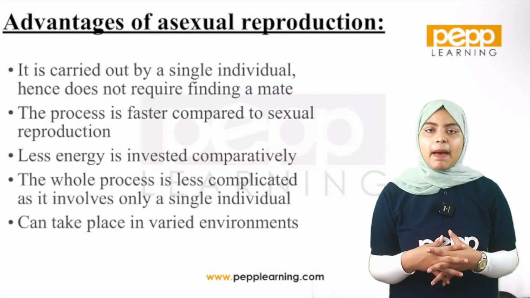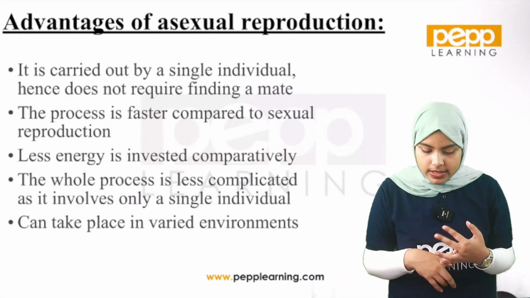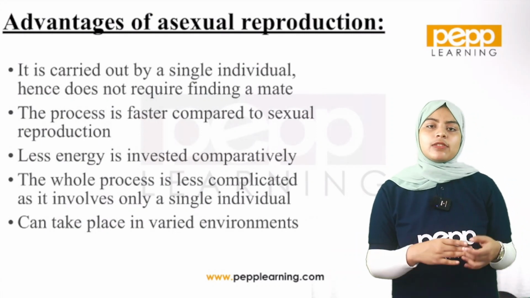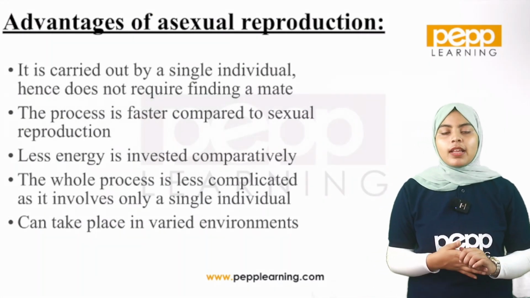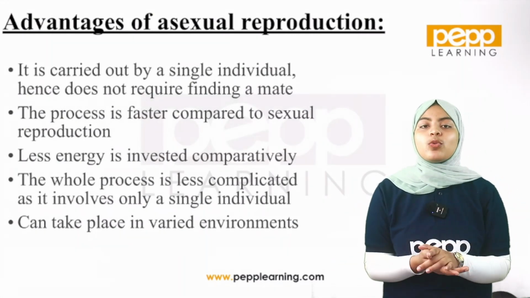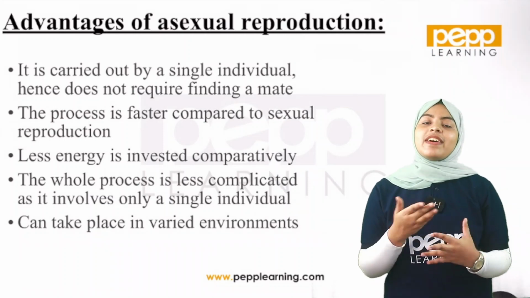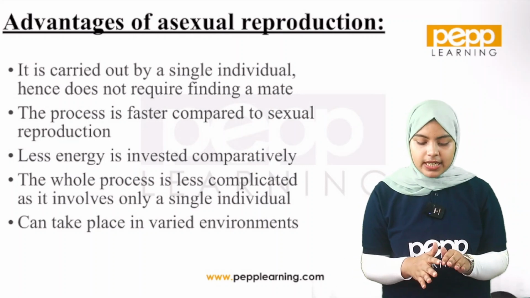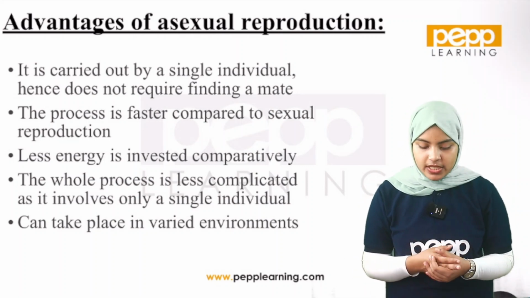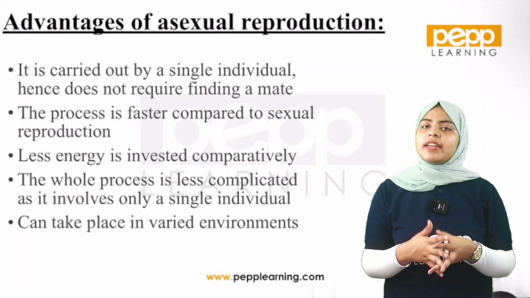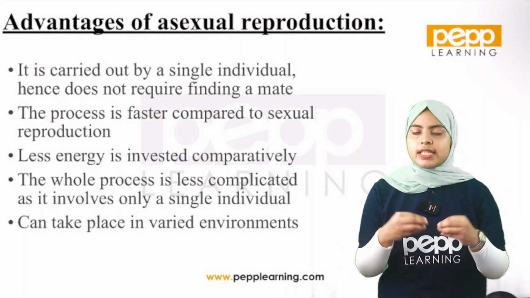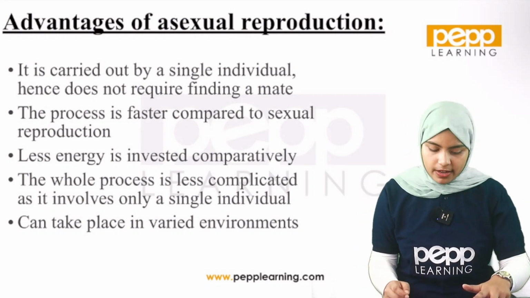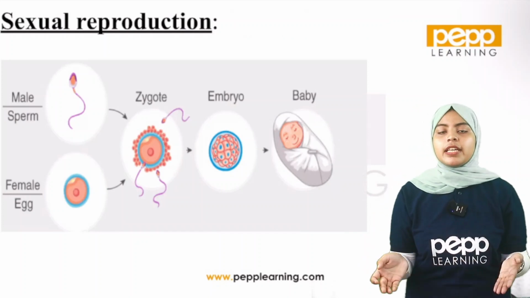Compared to sexual reproduction, the process is faster. What is the reason? Because it's only one single parent and no mate is required, it's an easier process, and less energy is invested comparatively. Whereas in sexual reproduction, a lot of energy is required, 2 parents and 2 mates are required. In asexual reproduction, less energy is required and the whole process is less complicated because only one individual is involved. It can take place in varied environments; it doesn't have to be in one specific environment. It can take place anywhere. That's an advantage of asexual reproduction.